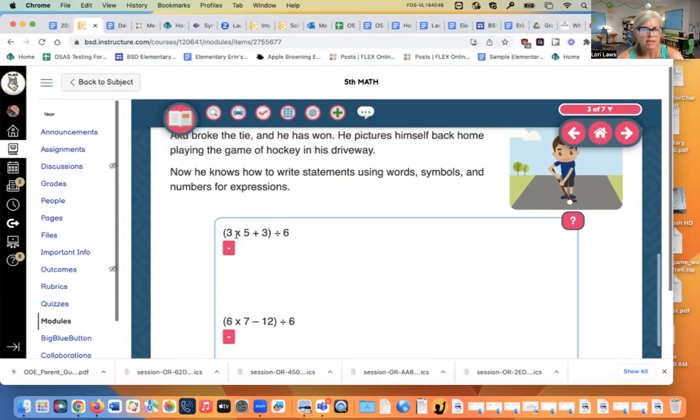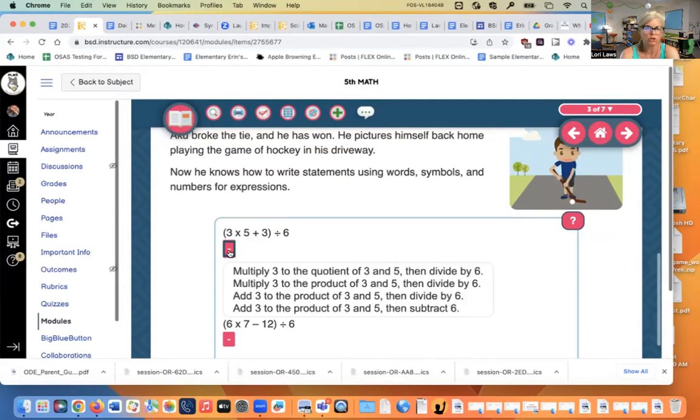in words. In this case, 3 times 5 plus 3, the sum of 3 times 5 plus 3 divided by 6. You have to write the sum of, or first do 3 times 5, then add 3, finally divide by 6. Something like that, just show the order.